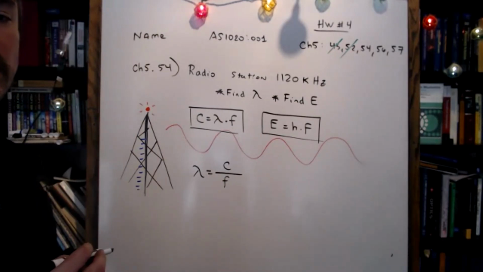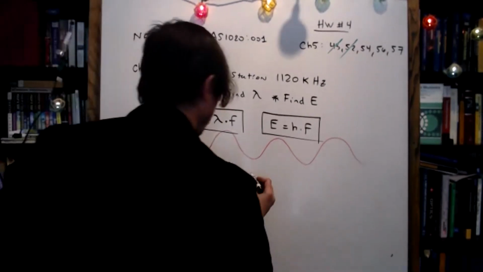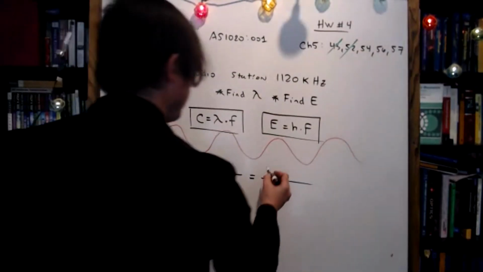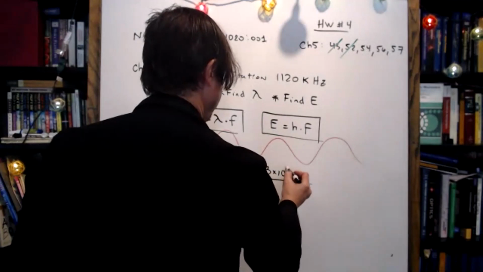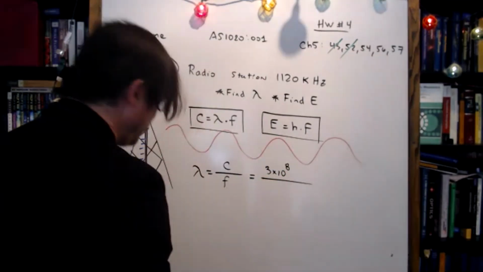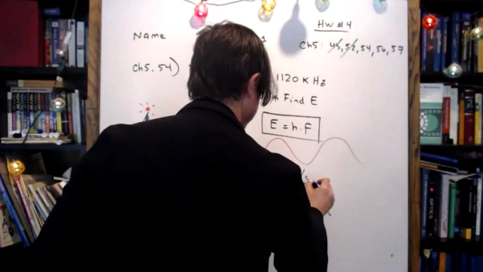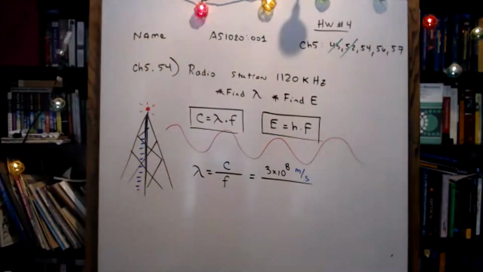Now you fill in the numbers. C is the constant you gave us. What's the speed? 3 times 10 to the 8th power meters per second. So far, so good. And what next? The frequency is 1120 kilohertz.